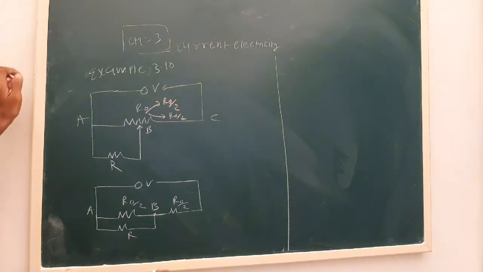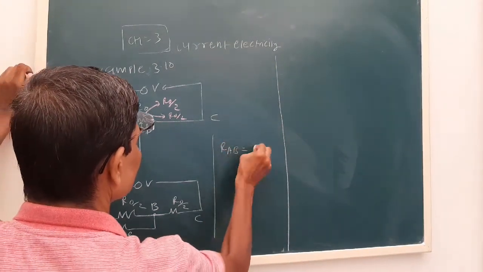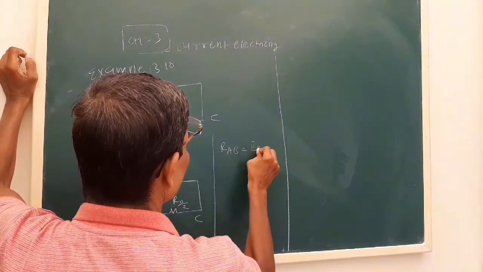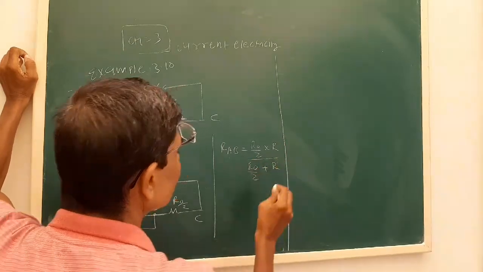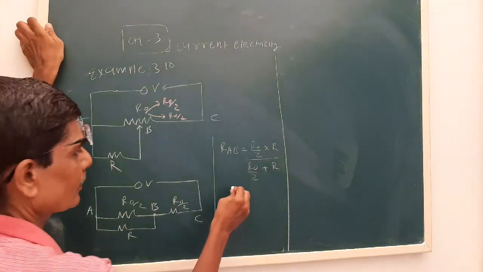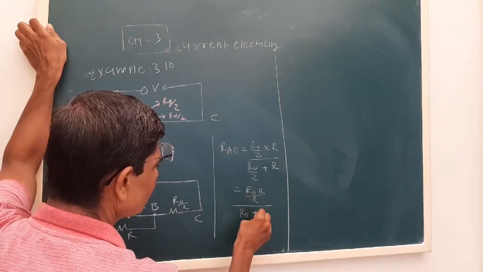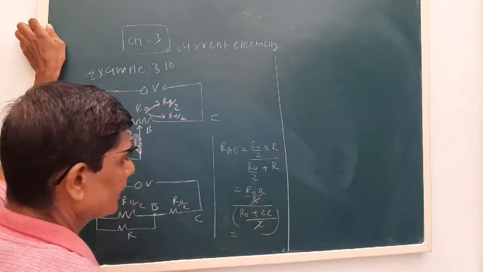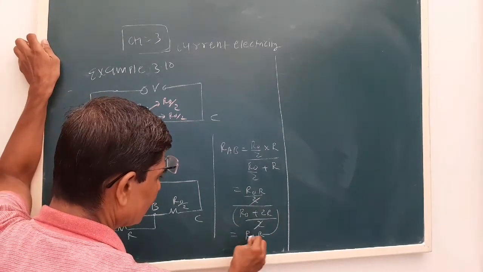Now, see what is the resistance AB. These two are in parallel, R0 by 2. This is R0 by 2 into R, upon R0 by 2 plus R. Now if I solve, R0 R upon 2 upon R0 plus 2R. So this has become R0 R upon R0 plus 2R.